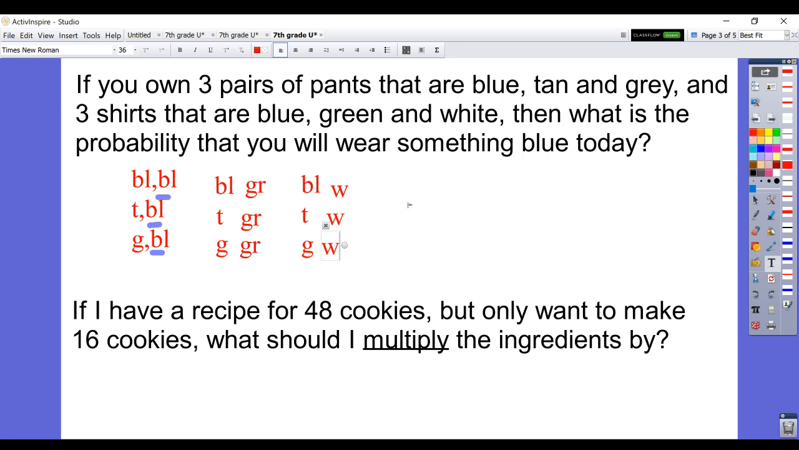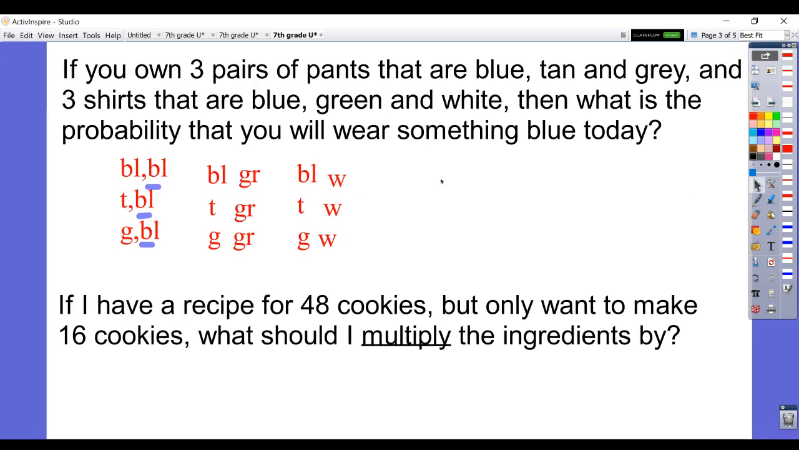So I have my blue pants with a white shirt. I have my tan pants with a white shirt, and I have my gray pants with a white shirt. All right, so now let's go ahead and mark those that have a blue in them, which is these. All right, these all have blue in them. So that means I have 5 outfits that have blue out of 9 possible outfits.